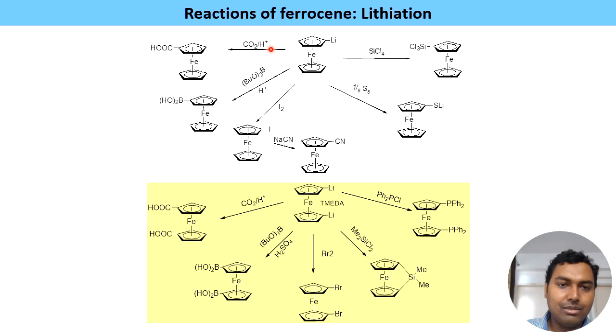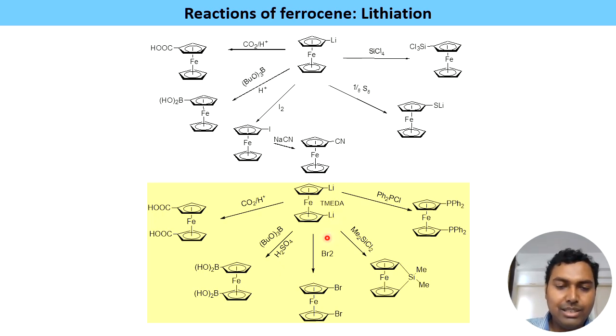If we react it with carbon dioxide and then acid, we can generate the monocarboxylic acid. Then also the boron ester, we can synthesize some boric acid. And if we react with iodine or bromine, we can also synthesize the ferrocene iodide, like here, or the bromo compound. Or if we add sodium cyanide, we can also synthesize its cyano derivative.